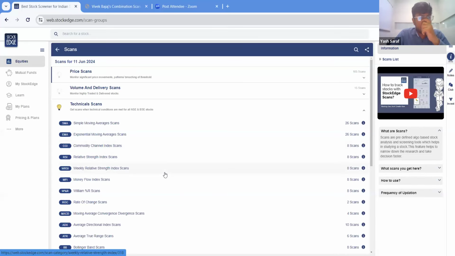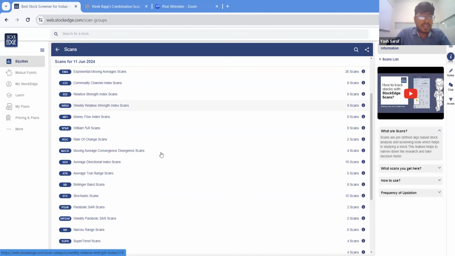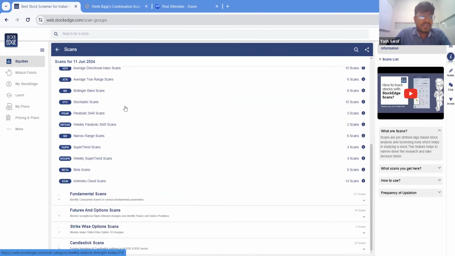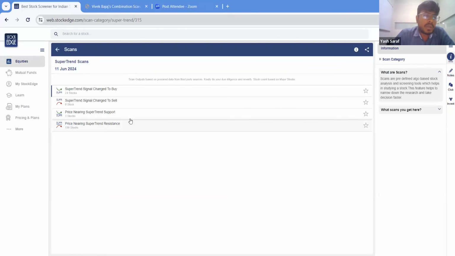In the last to last releases, we have also launched weekly scans. That is weekly RSI scans, weekly parabolic SAR, and weekly super trend scans. Right, so these are scans for more longer term time frames. So obviously you can use these respective scans for screening out stocks for longer time duration. So let's understand super trend scans as well.